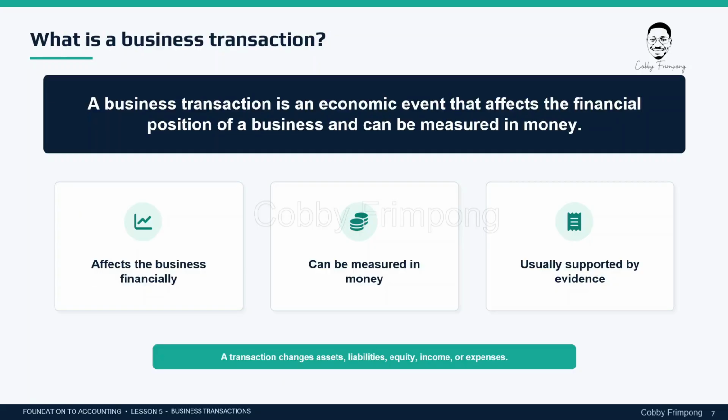Now let's get into it. What is a business transaction? A business transaction is an economic event that affects the financial position of a business and can be measured in money. In simple terms, a business transaction is any activity that changes what the business owns, what it owes, what the owner has invested, what the business earns, or what the business spends.